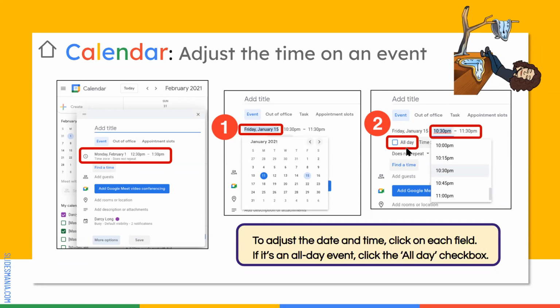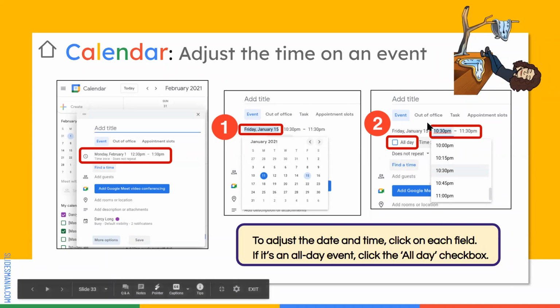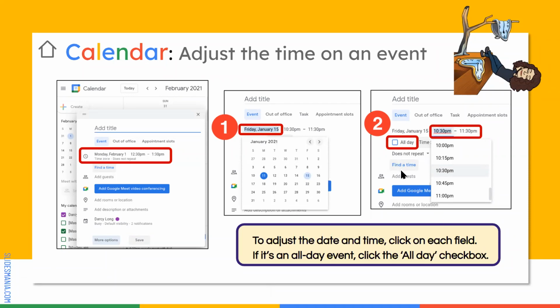Now, there's also another box here. If it's an all-day event, then you can select that box, and it'll take away this time field, and it'll make a special mark highlighted on your calendar because it's going to be occurring all day long.